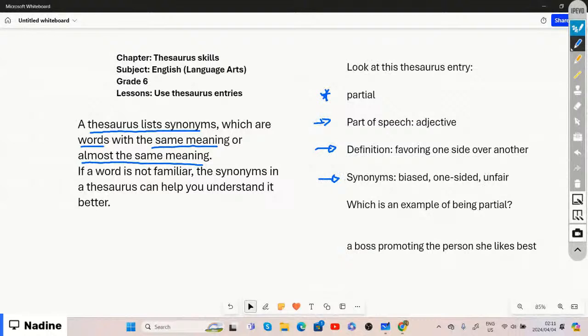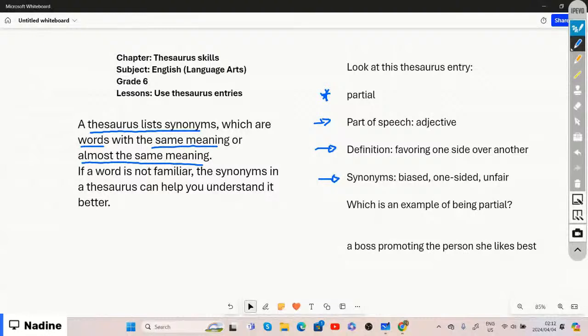So the synonyms of partial are biased, one-sided, or unfair, right? That is what partial means. So even if you did not know what partial means, at least the words one-sided or unfair will give you an idea of what we are actually talking about. All right, and now we need to say which is an example of being partial.